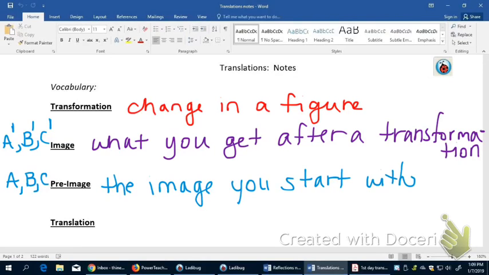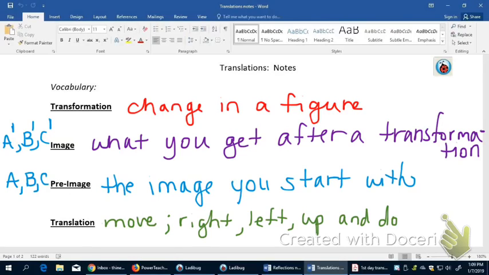A translation is a move, and it's right, left, up, and down. So it's any move, and it can go any combination of those things. It can go right and up, it can go left and down, it can go right and down, so whichever way. Or it could just go up or down, it could just do one of those. But it's a move, where you pick it up and you just move it to somewhere else. Okay.